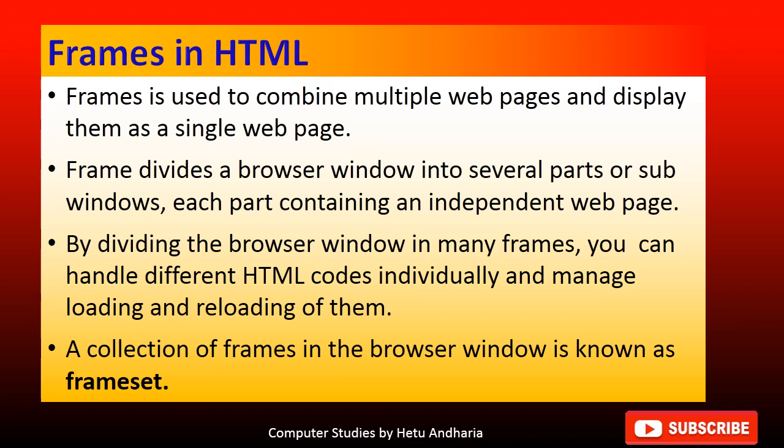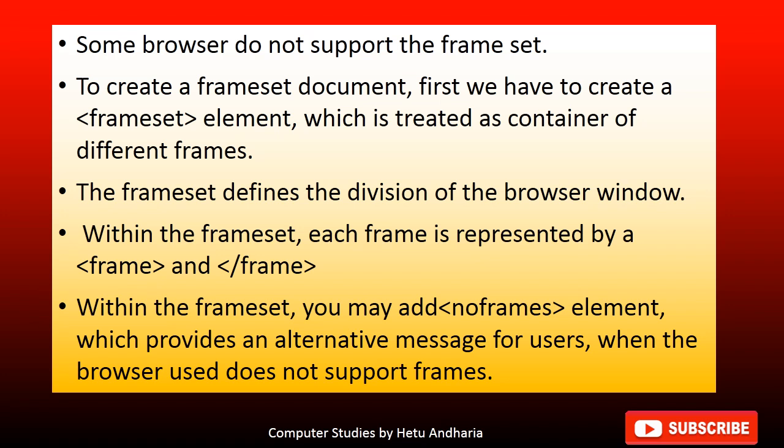Frame divides a browser window into several parts or sub windows, each part containing an independent web page. Suppose if you have divided the browser window into 4 parts, then in all 4 parts different web pages will be displayed at the same time. By dividing the browser window in many frames, you can handle different HTML codes individually and manage loading and reloading of them. A collection of frames in the browser window is known as a frameset. Some browsers do not support the frameset. Now frameset is such a thing that it is not supported by all the browsers.